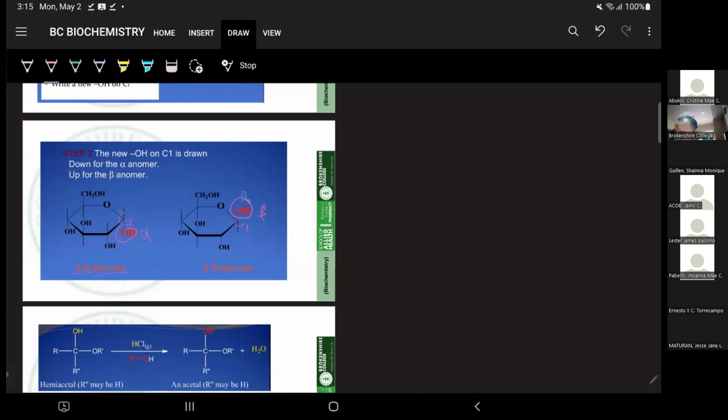Itong sa kabila naman, yung OH mo sa carbon number 1 is in the upper position. No, nasa upper siya or nasa left side siya. Then mostly naman ng OH is nasa downward position. Then therefore that is a beta D glucose, no? Beta D glucose naman siya. Okay, so that is how we name our carbohydrates, no? Particularly the 6 carbon carbohydrates natin, which are in ring structure na carbohydrates based on Fischer, Howard, and alpha and beta anomers.